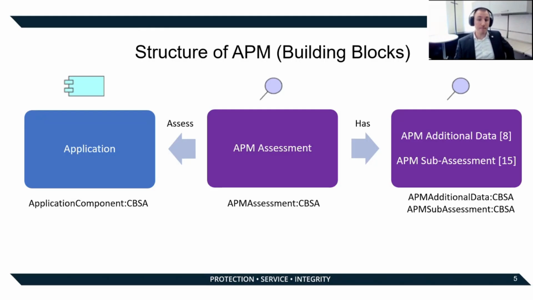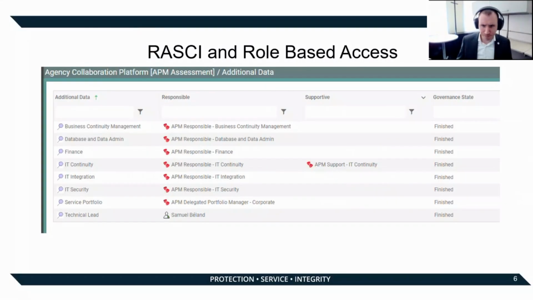This is why we created buckets for every role or IT area, splitting the data between those buckets so only specific data elements can be edited, with controlled access and different workflow states. We separated the whole APM into 8 additional data and 15 sub-assessments. Let me elaborate more on that structure.